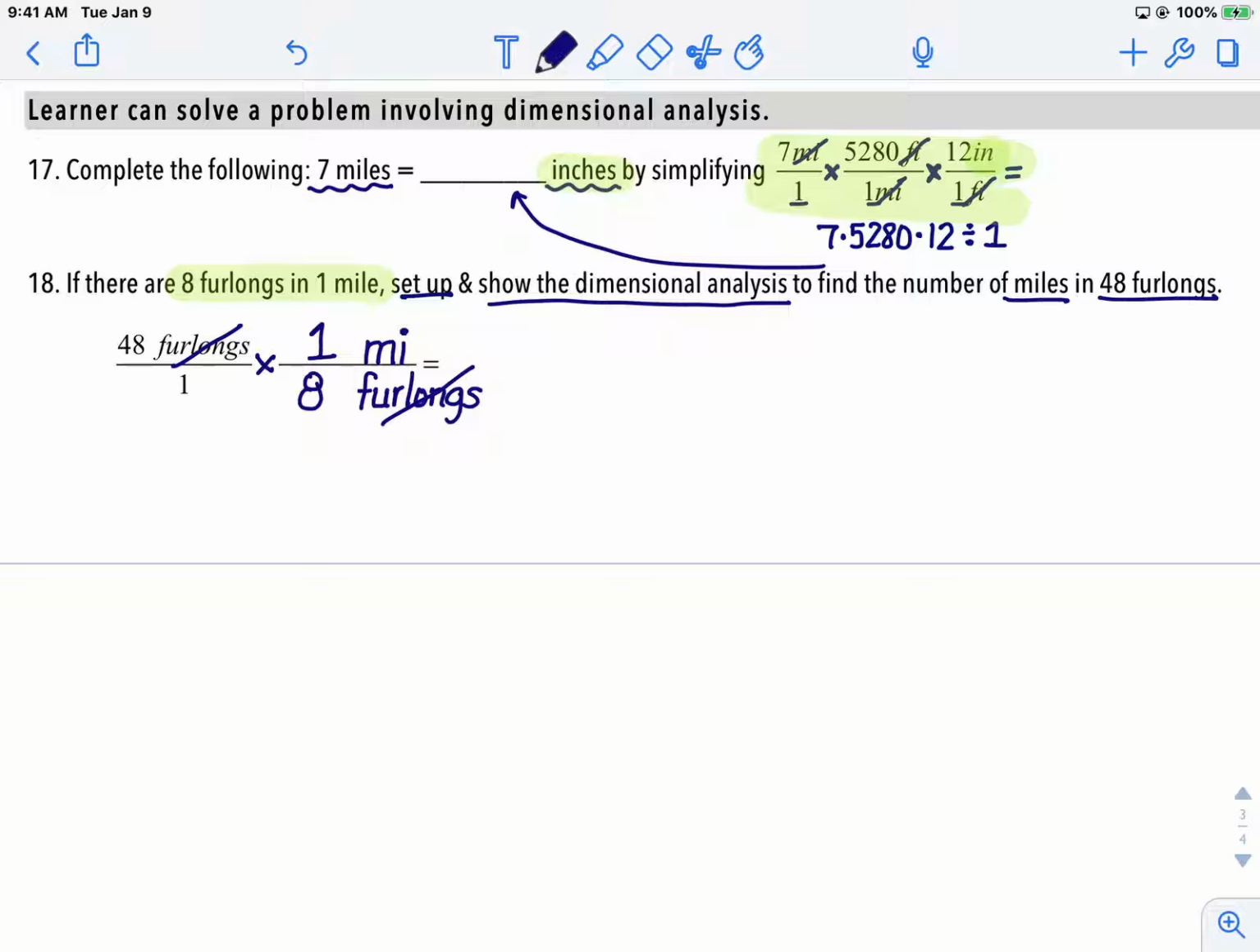Get the labels in first. I've canceled my labels, so now I have to go to my calculator and 48 multiplied by 1 divided by 8. So divider values are in the denominator. Then you can give your answer and make sure it has a label.